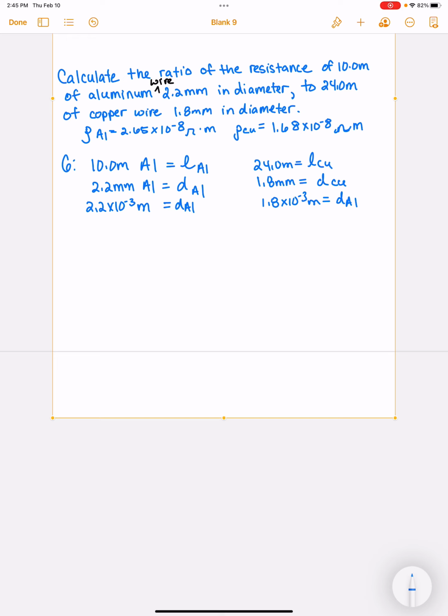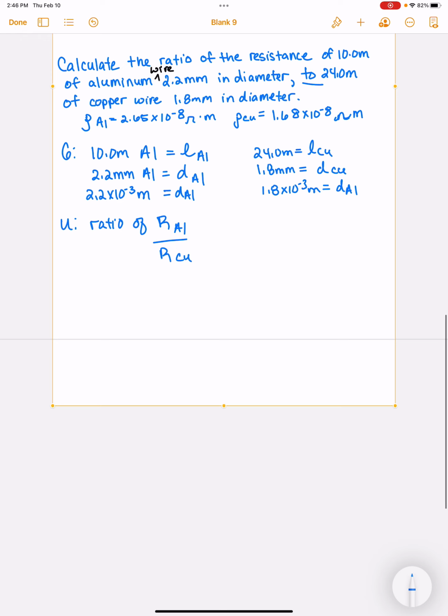Okay, now what are our unknowns? Well, we want to know the ratio of resistance of aluminum to the resistance of copper. Okay, well that tells us we're going to need to know the resistance of aluminum and the resistance of copper. And that's cool because we have an equation to do that.